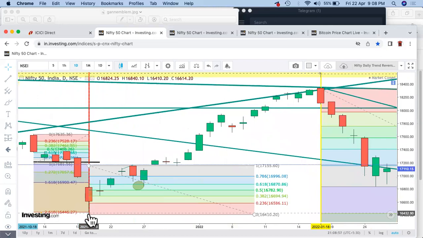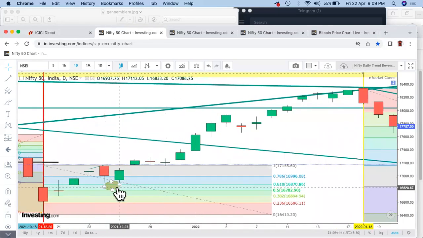If we take this as a range, the low over here, which I've marked, is 16410, and the high is 17155.6, which is again marked over here, right? After that we got a reversal. This reversal came down almost to the 0.5 level, which is 16782, and the low of this was 16833. So it came almost near that level, but the trend was strong over here, so it took a quick reversal and moved back. It gave us support on the top side and again started moving upwards, right?